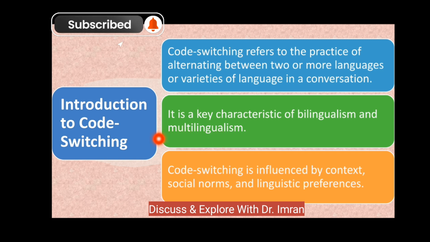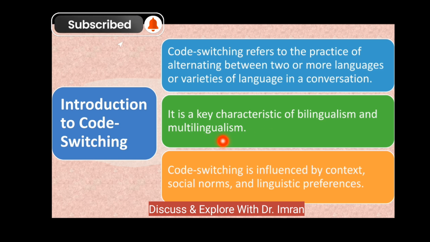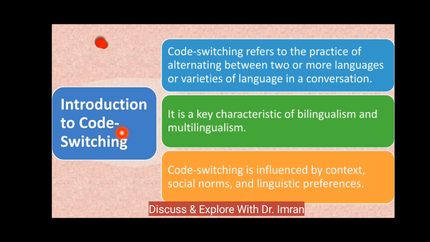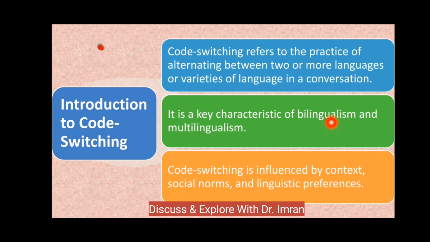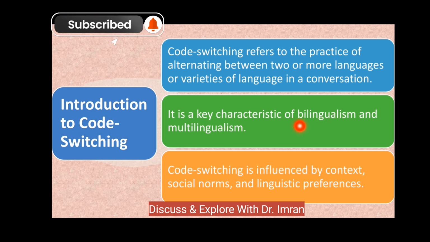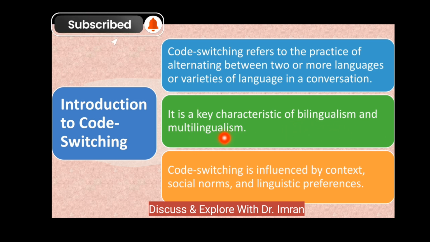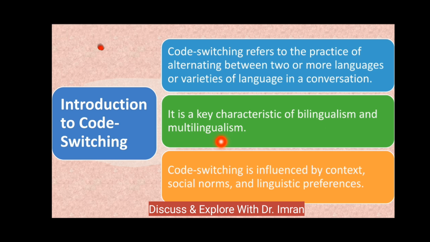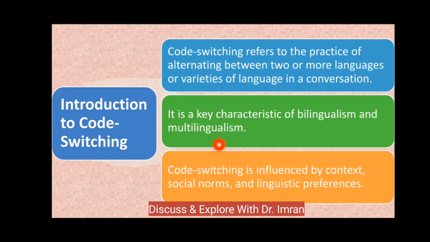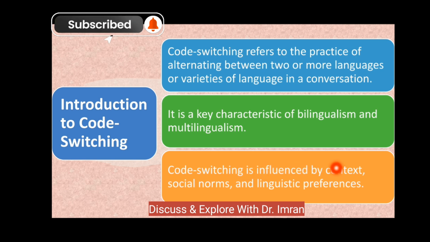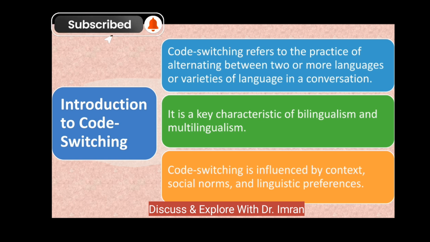So it's a key characteristic of bilingualism and multilingualism. What is the key? We are talking about code switching, that code switching is one of the key aspects of multilingualism and bilingualism. So what is bilingualism? The ability to speak two languages. What is multilingualism? The ability to speak more than two languages, or the ability to speak multiple languages. So code switching is influenced by context, social norms, and linguistic preferences.